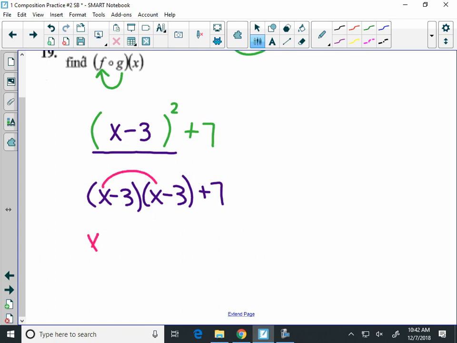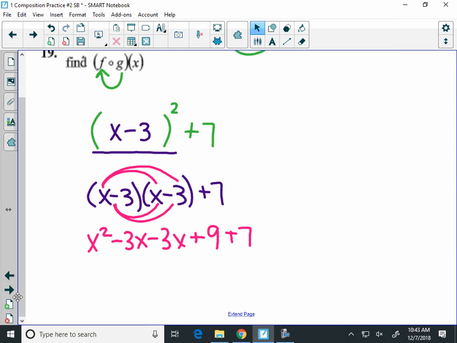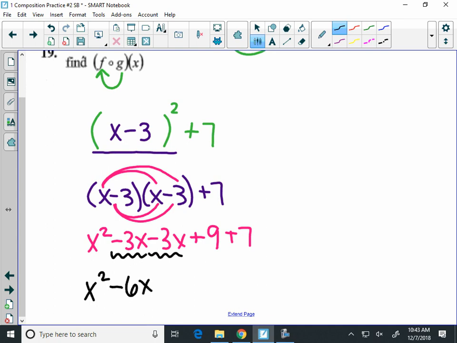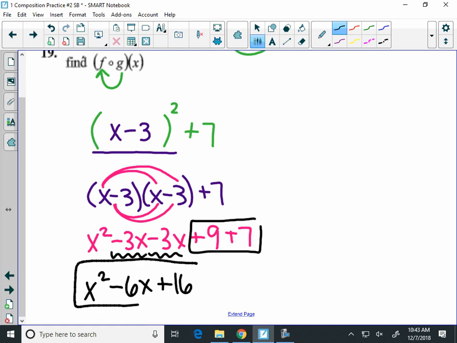So x times x, which is x squared, x times negative 3 is minus 3x, minus 3x again, and a negative times a negative is positive 9. Plus 7. And then all we have to do is combine like terms and we're all set. The x squared is the same. Negative 3 minus 3 is negative 6x. And 9 plus 7 is plus 16. And that is your final answer.